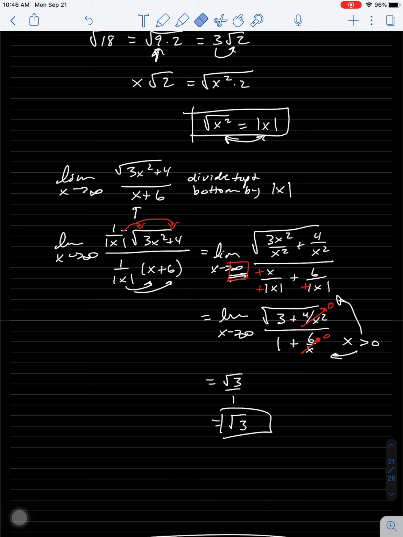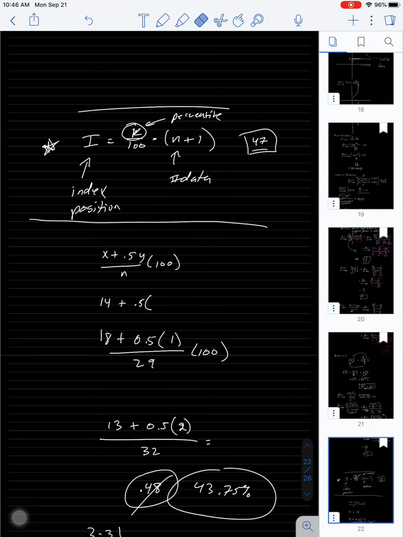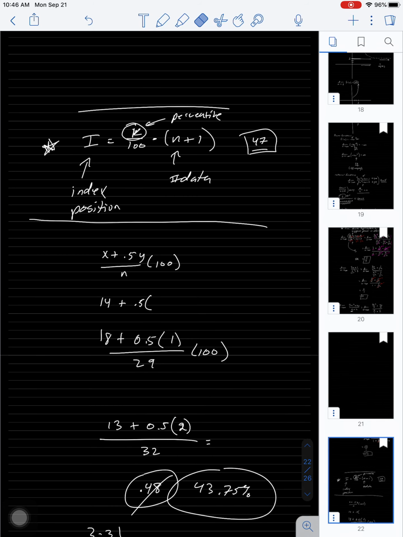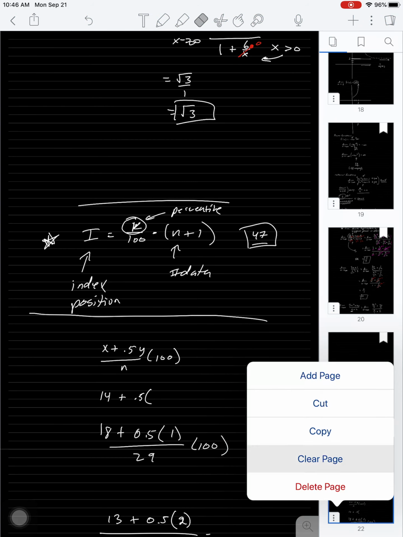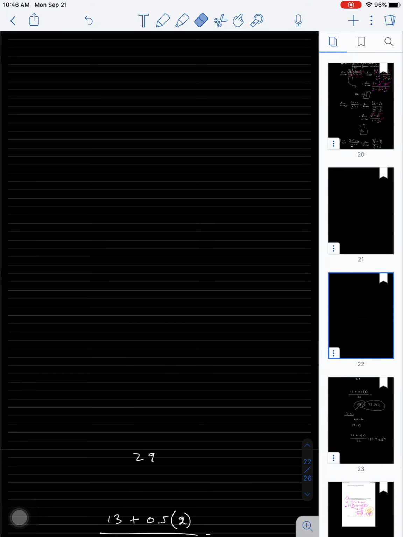Let's try another one. Let's try the same one, but I want to change it to negative infinity and show you how that absolute value flushes out. So hold on here. Sorry, I ran out of room. I thought I had enough pages clear.